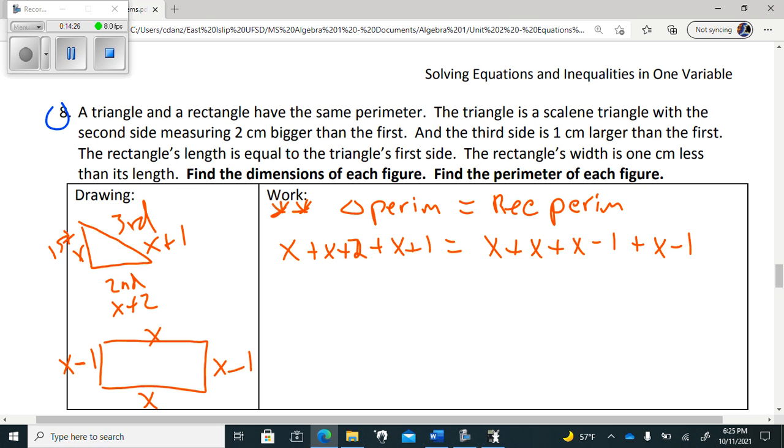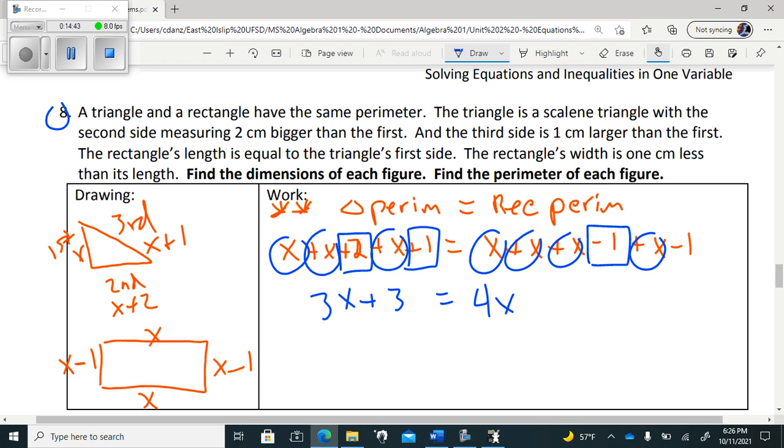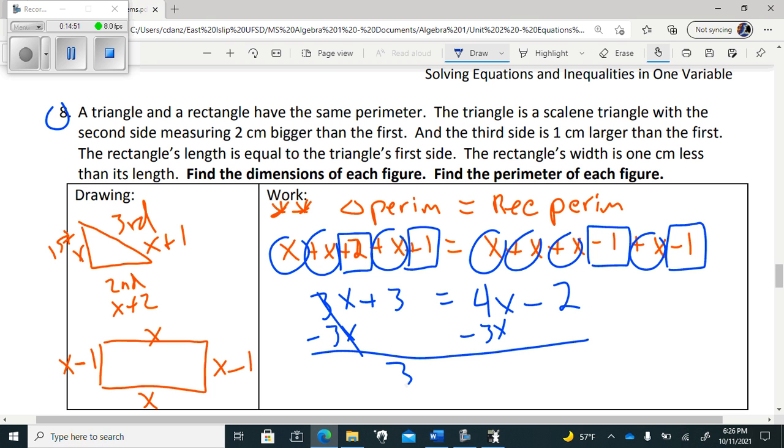So on the left side, I'll combine like terms. So I get 3x plus 3. On the right side, I'll combine like terms. I get 4x minus 2. I'm going to subtract 3x from both sides. I'm going to add 2 to both sides, and I get that x equals 5. So find the dimensions of each figure and find the perimeter of each figure.